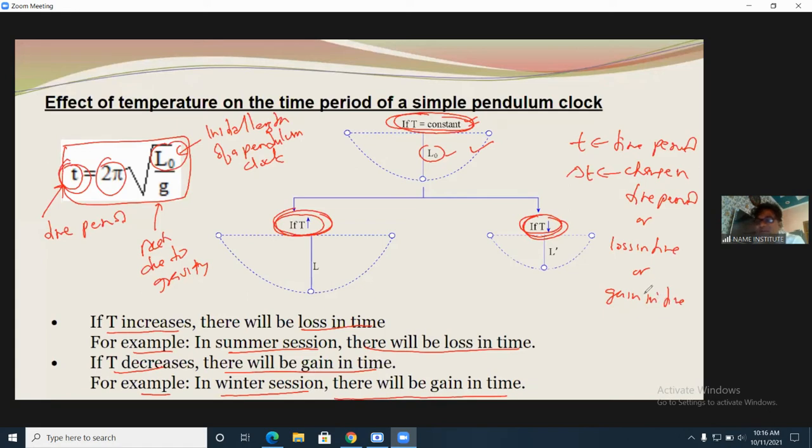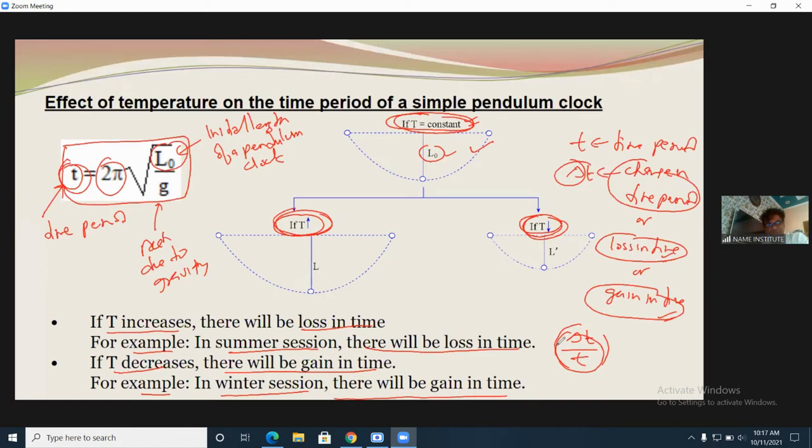It depends upon whether temperature is increasing or temperature is decreasing. So delta T is the change in time period. It is also known as loss in time or gain in time. Now what is this delta T upon T? Delta T upon T is known as fractional change in time period.